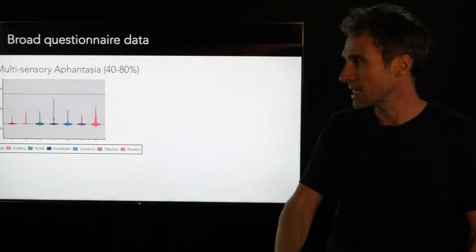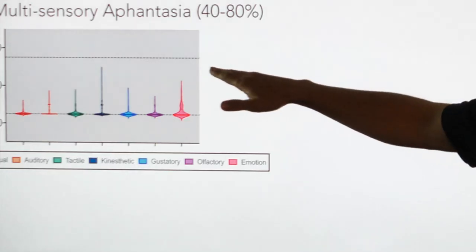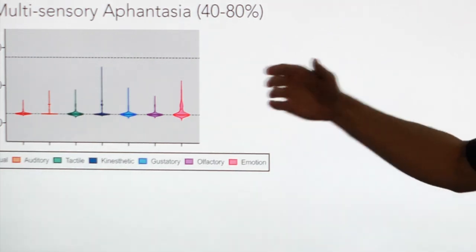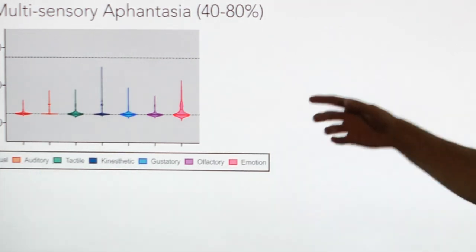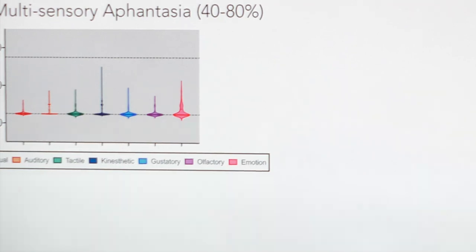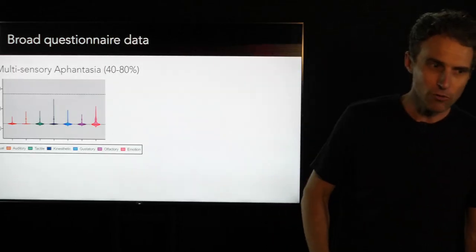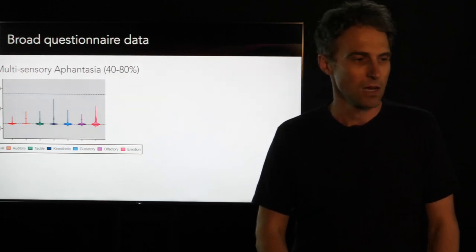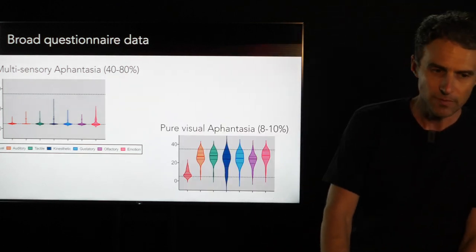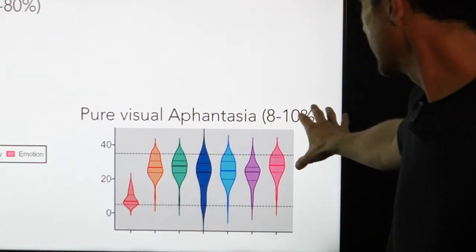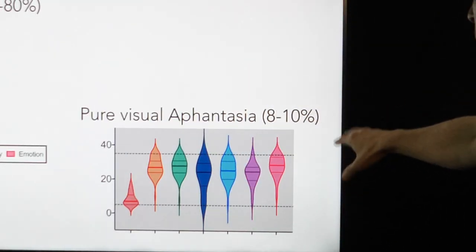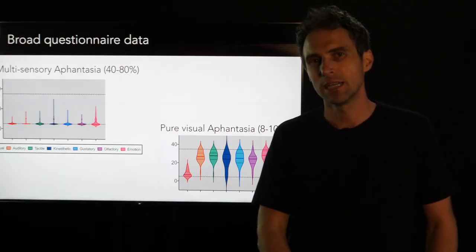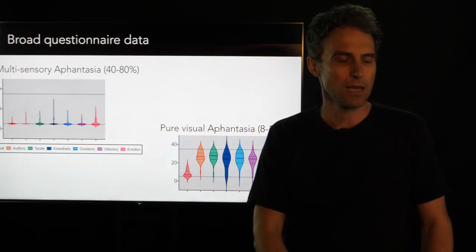What does that mean? It means that people are reporting floor scores, no imagery in any of these senses: visual, auditory, tactile, kinesthetic, gustatory, olfactory, and emotion there in red. So at least 40%, and with some measurements or some clustering, up to 80% of people are falling into this category. And only a much smaller percent, between 8 and 12% maybe, are what I'm going to call pure visual aphantasic. So it's purely visual aphantasia.